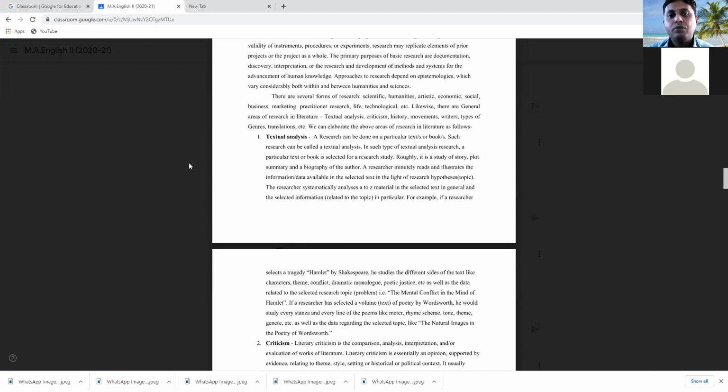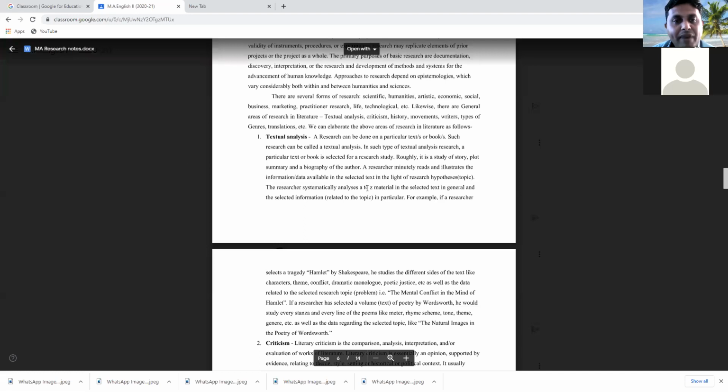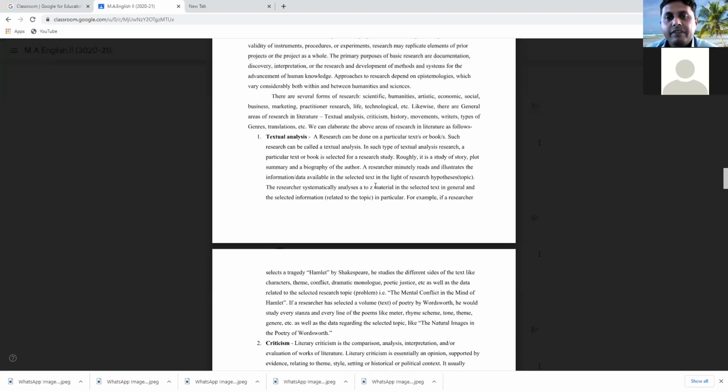So here textual analysis means you have to study the text only. Out of the text, nothing is to be studied over here. So the researcher minutely reads and illustrates the information, the data available in the selected text in the light of the research topic. The researcher systematically analyzes A to Z material, meaning all the concerned material in the selected text in general, and selected information that is related to the topic in particular. As I told you about the ghost, as I told you about the soliloquies in Hamlet.